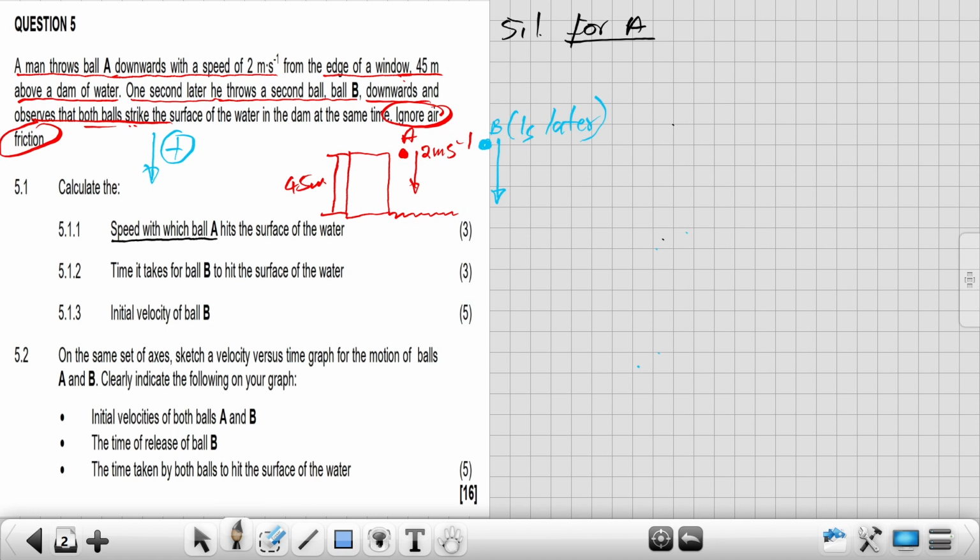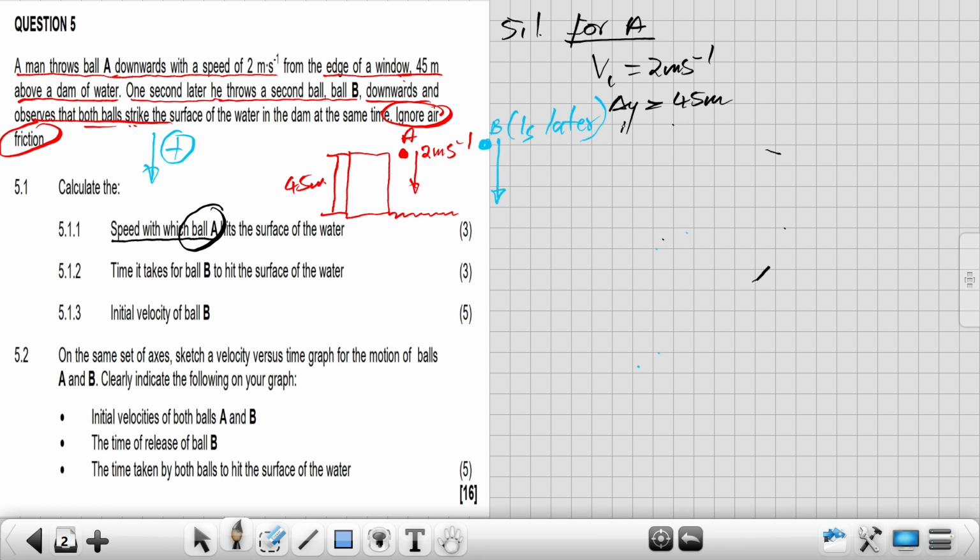It is always advisable for you to inform the marker, or the person who's going to read your answer, to specify which object you are working with. So if the question is based on A, it's easy for me to focus on everything that A has in terms of the variables. I am told that the V initial here should be 2 meters per second. I also know that my delta Y, in this case, is 45 meters.